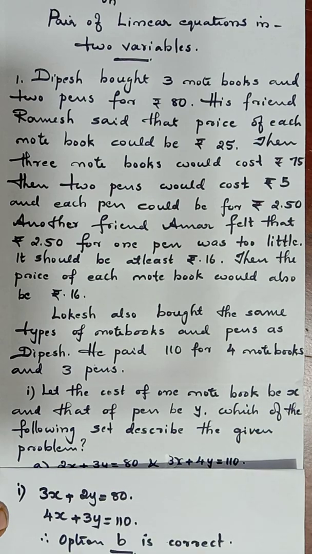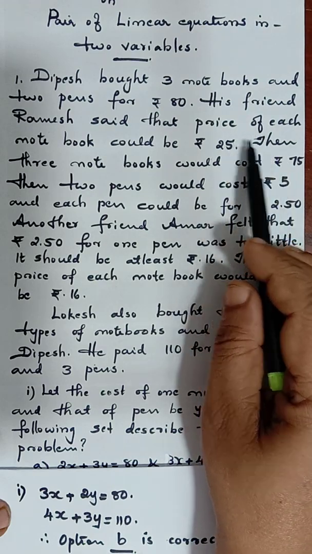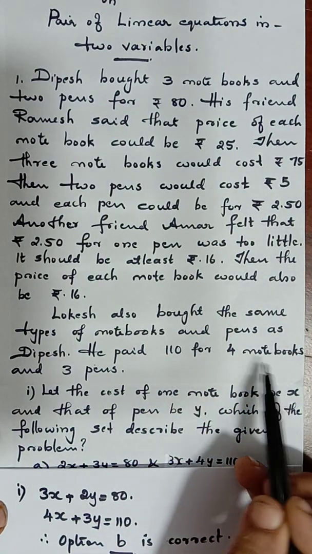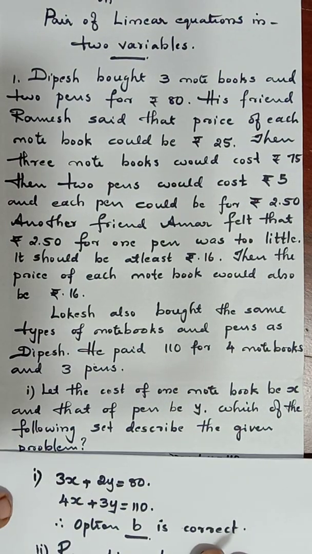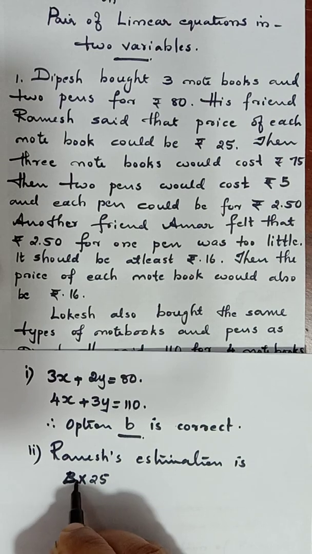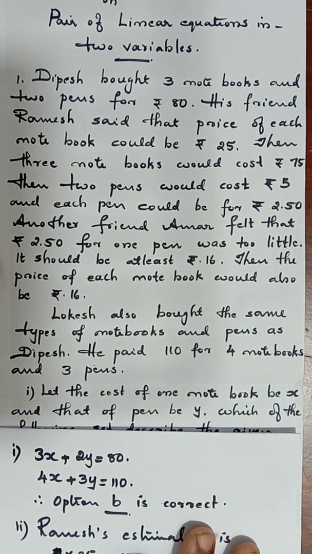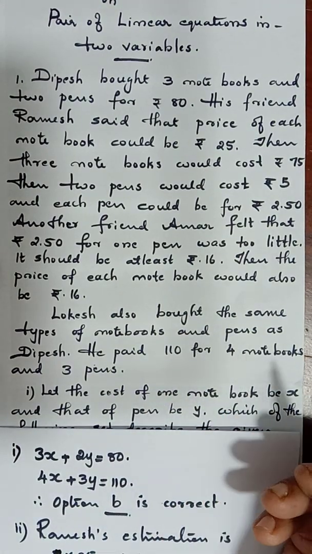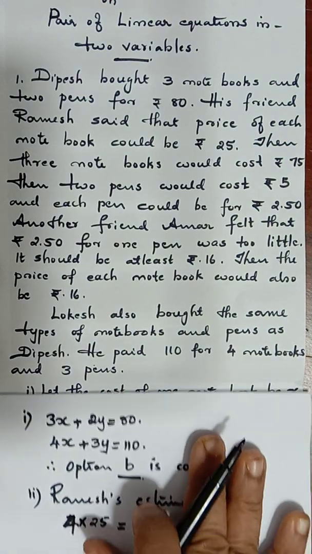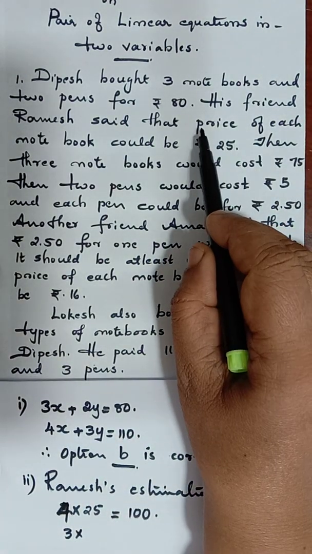We have to come back to Ramesh's estimation. According to Ramesh, what he said is the price of each notebook is 25. So Lokesh is buying 4 notebooks. So 4 notebooks into 25 we have to consider. Let us write that. 4 notebooks into 25. What is that equal to? Rupees 100. Now Lokesh bought 4 notebooks and 3 pens. What is the cost of a pen according to Ramesh? We have to see.